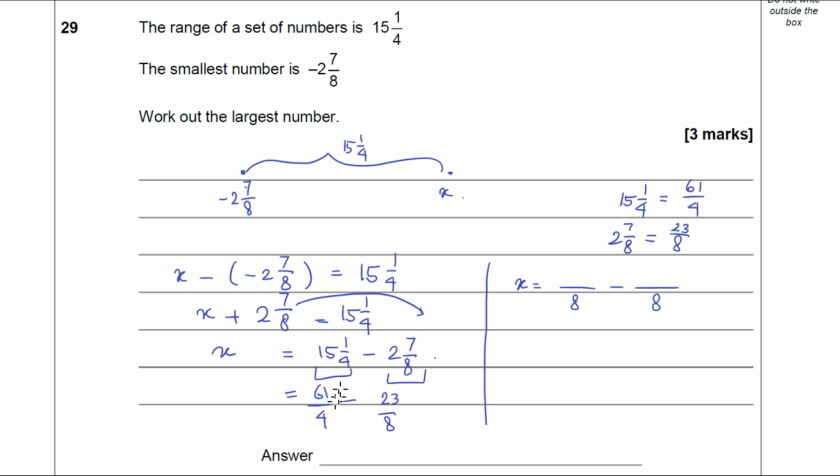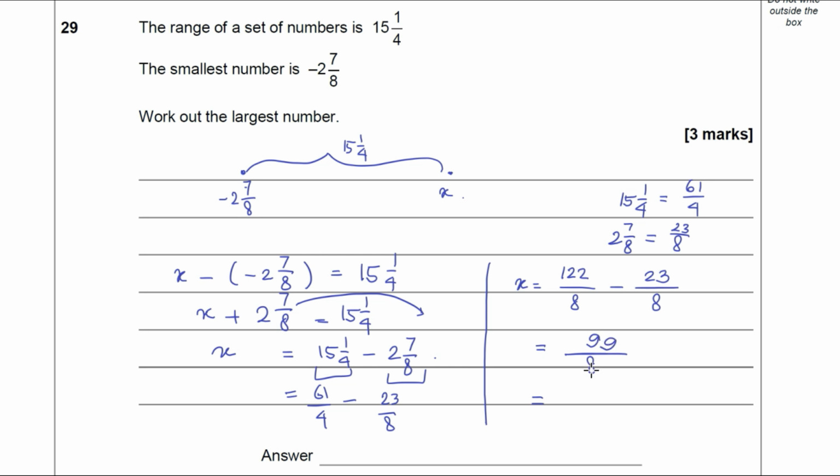So 61 times 2 you have 122. And then 8 here and 8 here, it doesn't change at all. So 23 stays as 23. Now, because we have the same denominator, we can use 8 at the bottom for the result. And 122 take away 23 is 99. So that is the answer, but if you want to make it into a mixed number, that would be good.